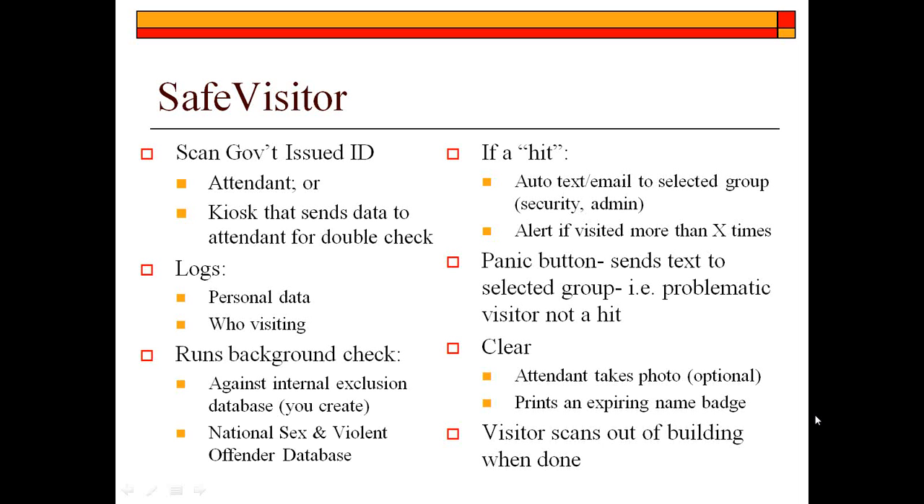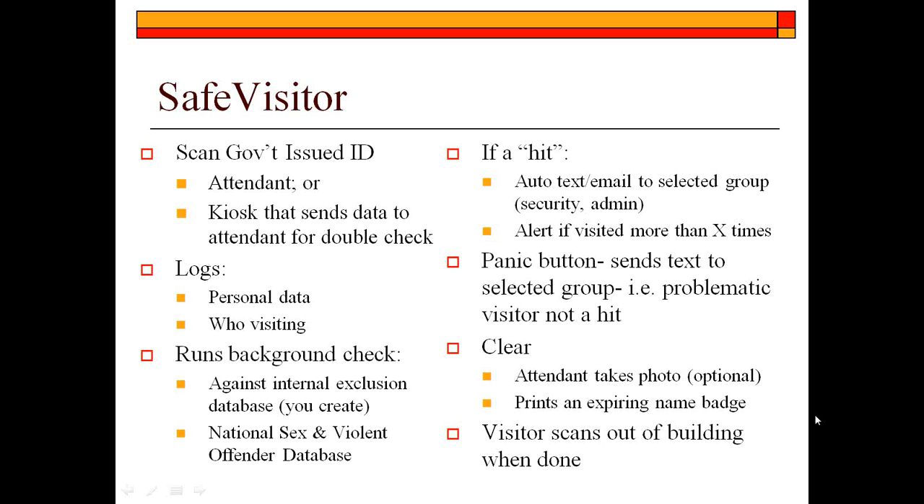So how SafeVisitor works is, as a visitor enters the building, they would produce a government-issued ID, like a driver's license, and if you look at your driver's license, there's a barcode on the back of it. And so the attendant, or that point of contact at that building, would just scan that barcode, and what that does is it populates all the data off that driver's license into the SafeVisitor management system.